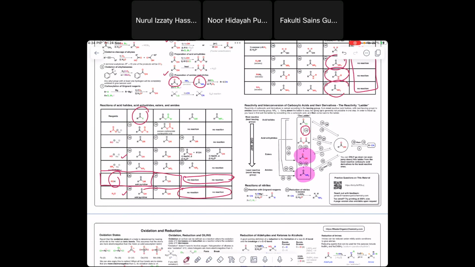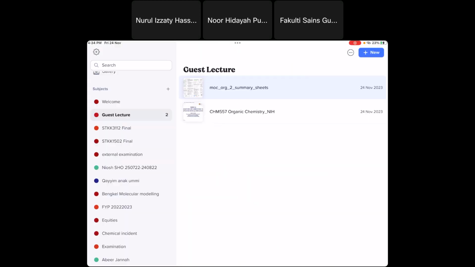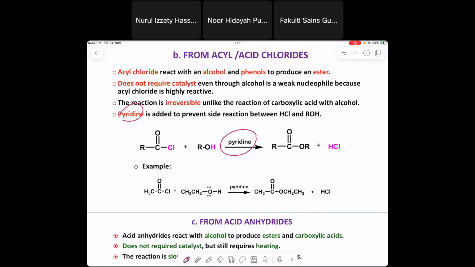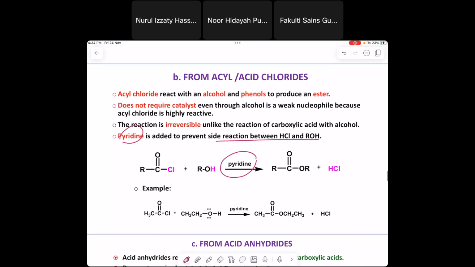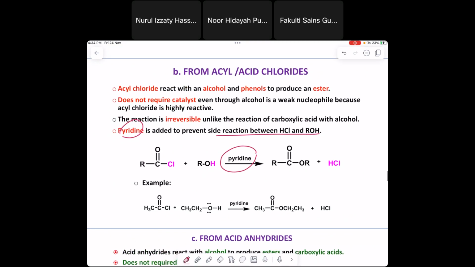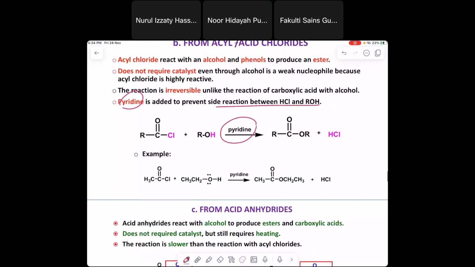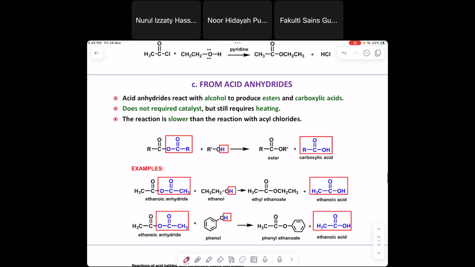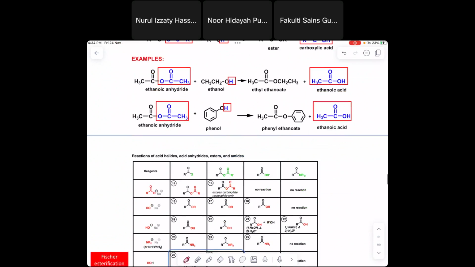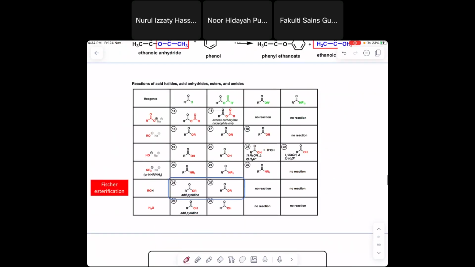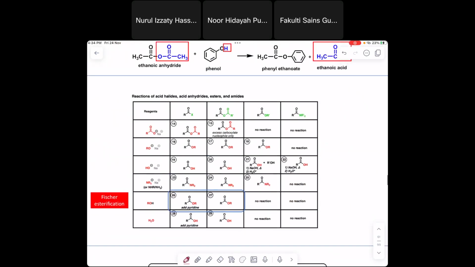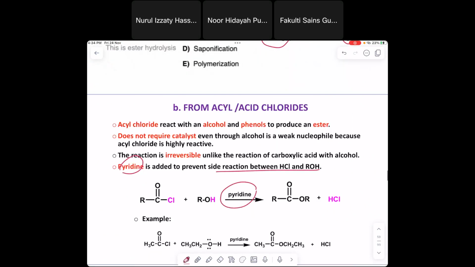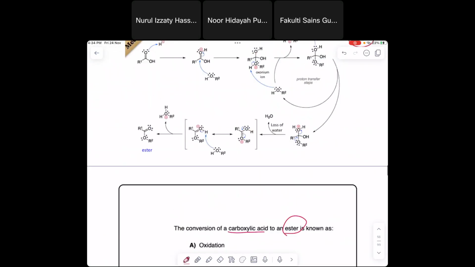You can also start with acid chloride and anhydride. Okay. This is where you have the pyridine added to prevent the side reaction between HCl and your alcohol. You don't want haloalkane in your reaction and to neutralize the HCl being formed. Sama juga as anhydride pun sama reaction dia kan. Easy. So these are the Fischer esterification kat sini lah. Okay, carboxylic acid to an ester.